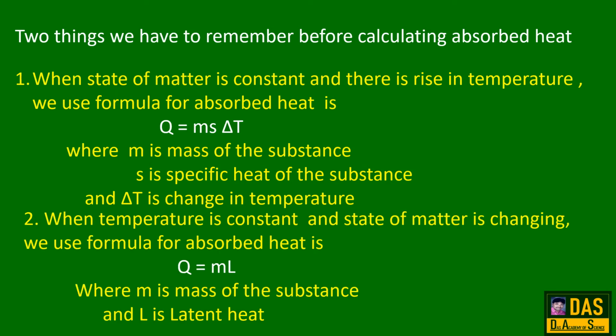Second one is, when temperature is constant and the state of matter is changing, we use the formula for absorbed heat, Q equal to m L, where m is the mass of the substance and L is the latent heat.